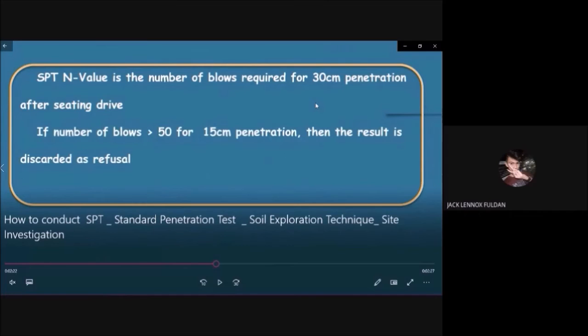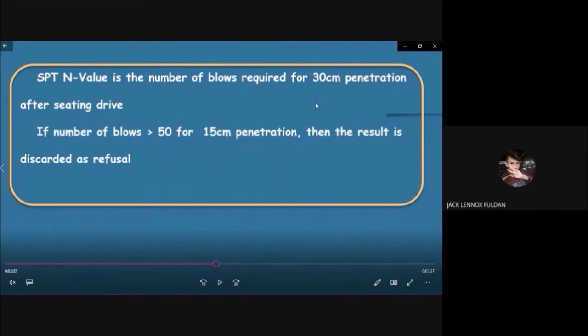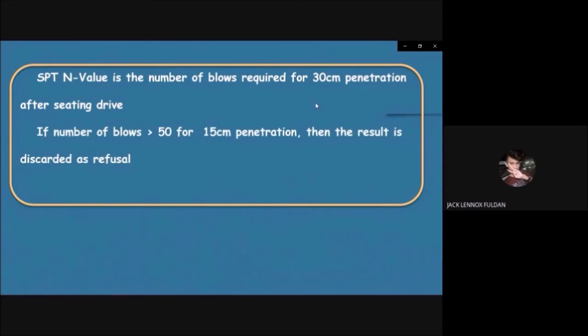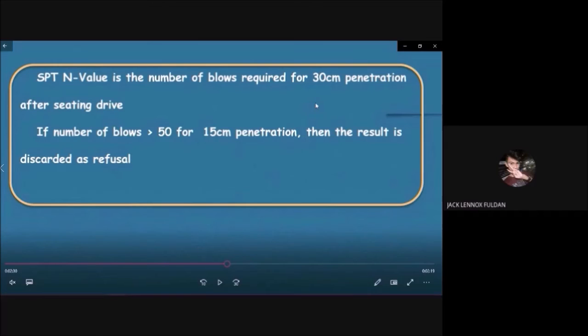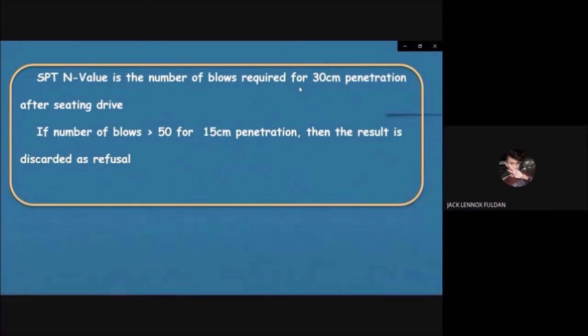Tests may be made at lesser intervals if specified or considered necessary. The entire sampler may sometimes sink under its own weight when a very soft subsoil stratum is encountered. Under such conditions, it may not be necessary to give any blow to the split spoon sampler, and the SPT, or standard penetration test, should be indicated as 0.